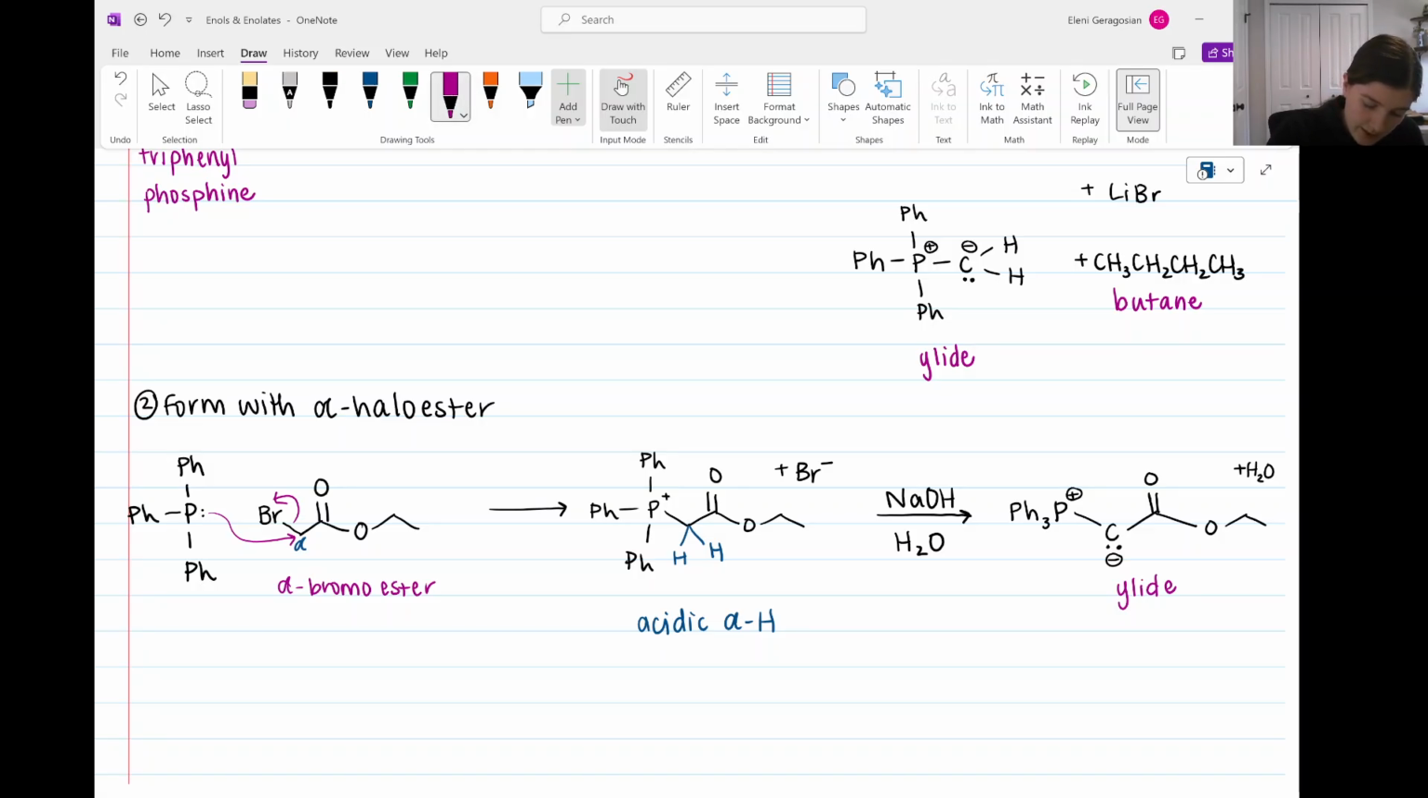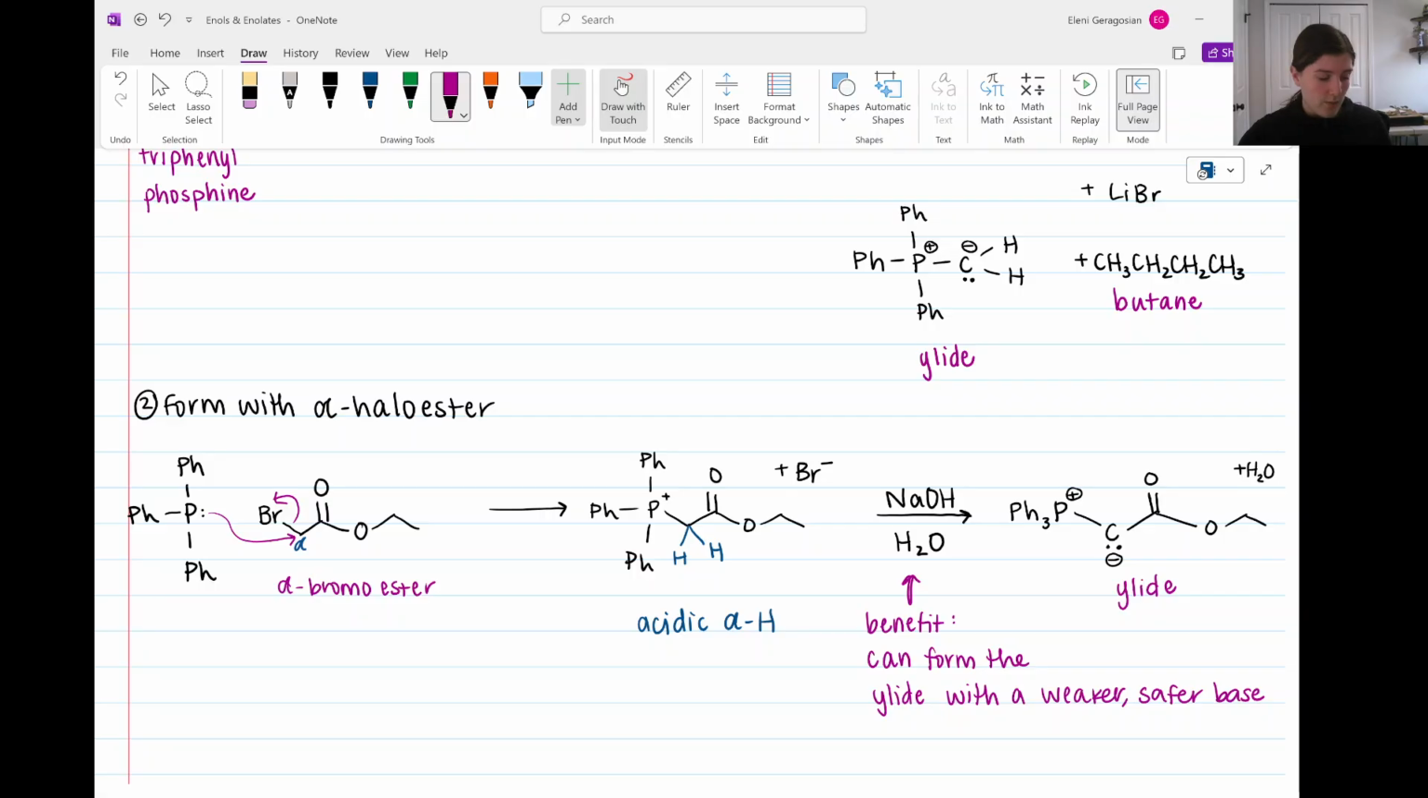So let's write this benefit here. Benefit of using an alpha haloester: you can form the ylide with a weaker and a safer base. We don't have to worry too much about explosions when we're working with sodium hydroxide. Okay, so these are 2 ways to form ylides. In the next video, we'll show the Wittig reaction mechanism using an ylide and reacting it with an aldehyde or ketone.